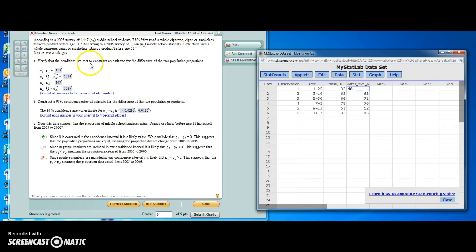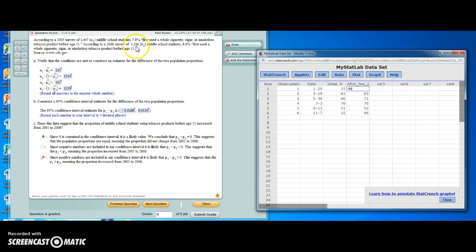So the first thing I am going to do is verify that the conditions are met to even estimate the difference of two population proportions. And I need all of these numbers to be greater than or equal to 10. So n1 p1 hat is going to be 1447 times 0.078. And you'll see that if you do that on the calculator, you'll get 113. And then I can either take 1447 times 1 minus 0.078, or I can take 1447 minus 113. All of these numbers end up being bigger than 10.